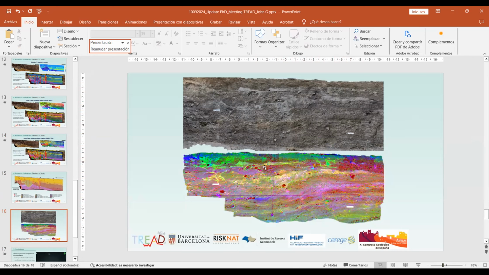But it's not so clear, at least now, that it is affecting the younger sediments that I think are dating to less than 3,000. So there are still so many things to do, actually. So at what depth do you think these faults are formed?